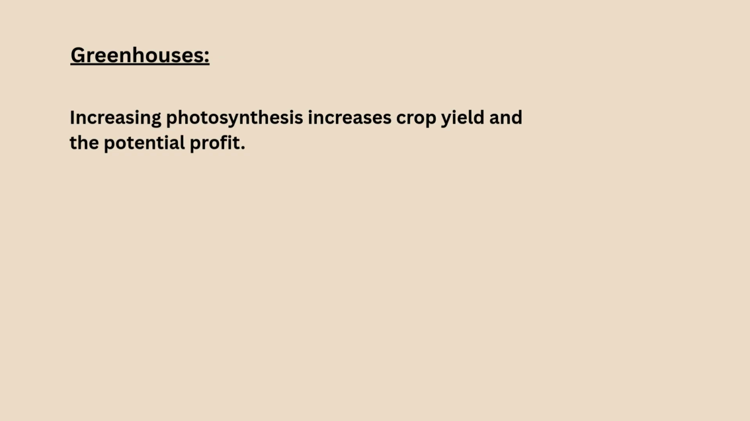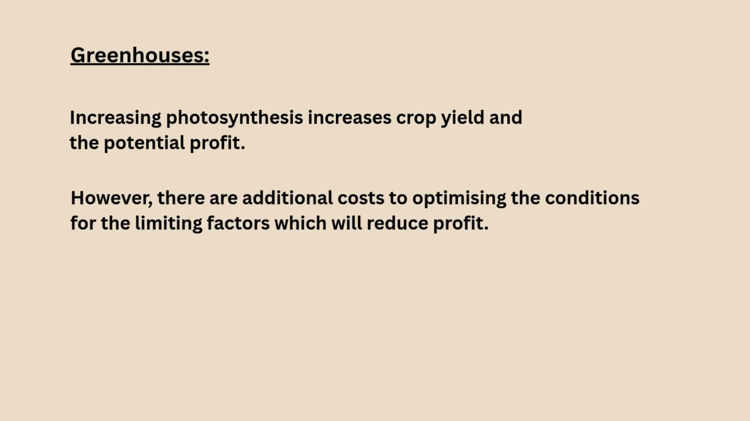Carbon dioxide concentration can be increased by burning paraffin in paraffin heaters because that produces carbon dioxide, but again there's a cost to using the paraffin. This is useful because increasing photosynthesis will increase the crop yield and therefore the potential profit that the farmer makes. However, there are additional costs to optimizing the conditions for the limiting factors, which will reduce the profit.